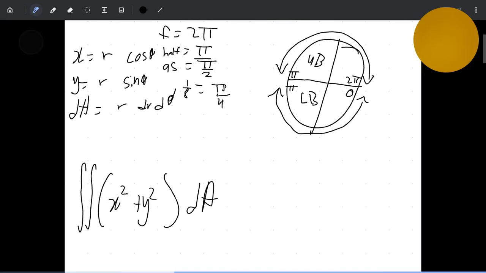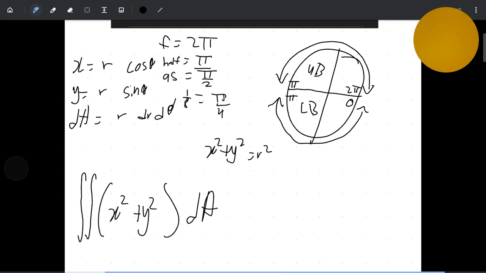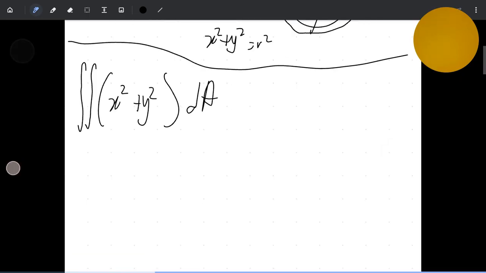By the way, x squared plus y squared is r squared. It's also one of the formulas. So this is just the formulas. Okay, now we go on with the problem.